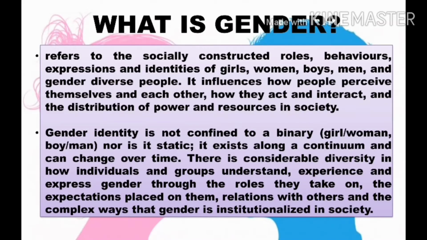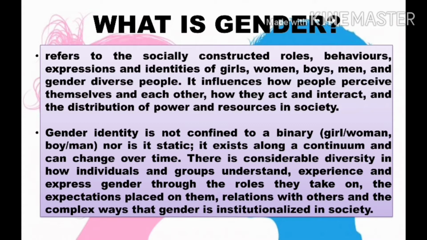Today, I'm going to discuss the definition of gender. What is gender? It refers to the socially constructed roles, behaviors, expressions, and identities of girls, women, boys, men, and gender diverse people. It influences how people perceive themselves and each other, how they act and interact, and the distribution of power and resources in the society.